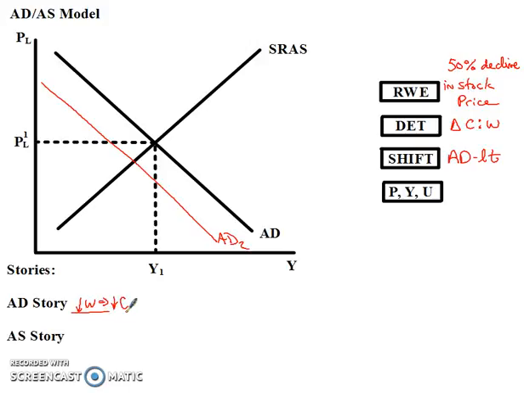Now, if consumption goes down, that means we're going to move along the short run aggregate supply curve. So what does that mean? That means as consumption goes down, people buy less stuff, and as they buy less stuff, the price of goods and services is going to begin to fall. As prices begin to fall, that's going to match us up with the aggregate supply story in the short run. Our story here is actually going to be sticky wages.